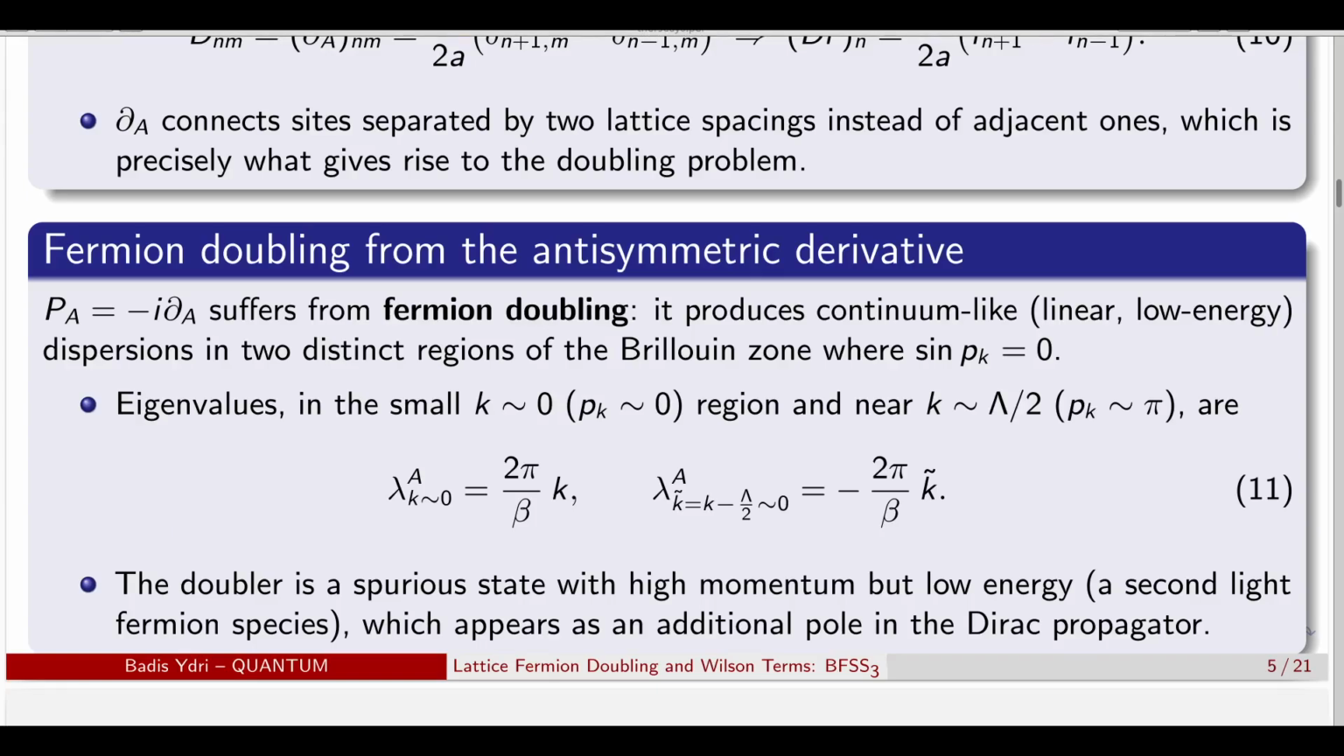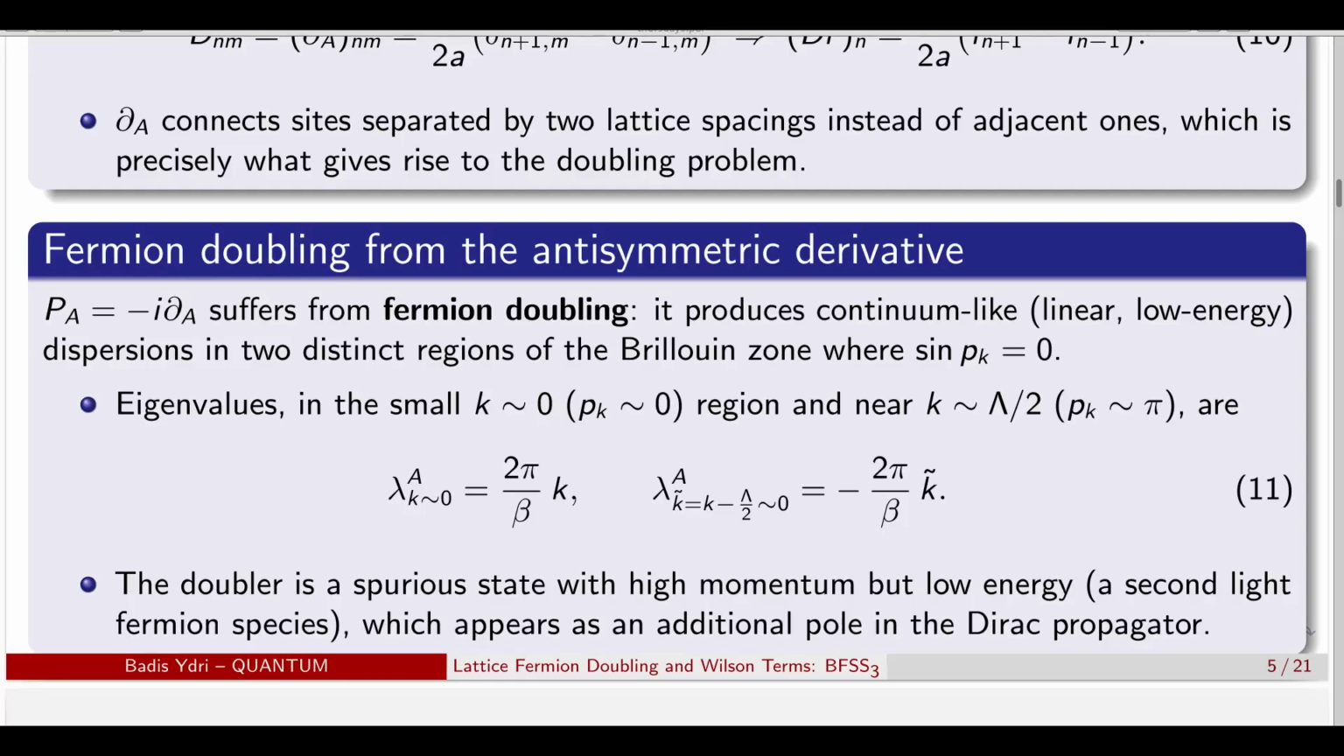Because the sine function vanishes not only at p equals 0, but also at p equals pi, we obtain two linear low-energy branches, one with small momentum and the other with high momentum. Around p equals 0, the eigenvalues are approximately lambda_k equals 2 pi k over beta. Around p equals pi, or equivalently k near lambda over 2, they become lambda tilde_k equals minus 2 pi tilde k over beta.